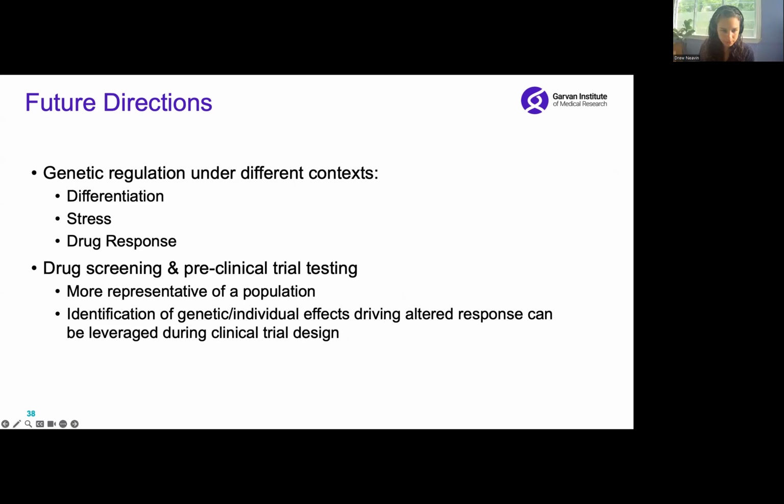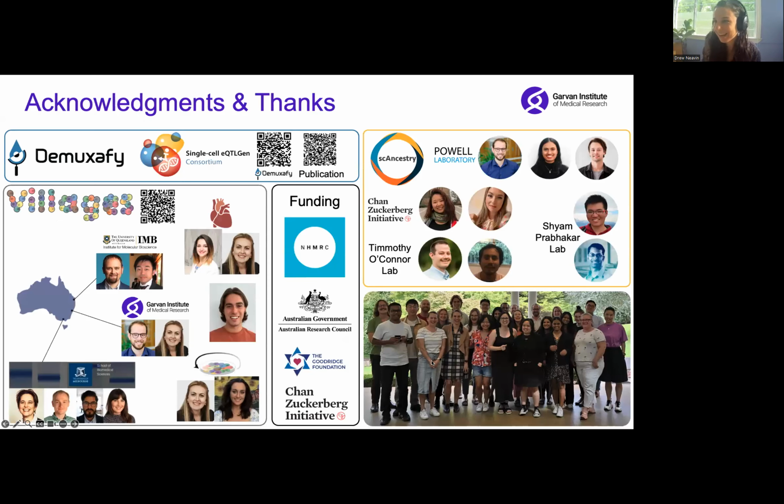And I am going to skip to the end here just because I think my coughing attack lost me a little bit of time. But I'd like to thank everybody who's been involved in these projects. So Demuxify was done in collaboration with the Single Cell eQTLGen Consortium. This first QR code will take you to the documentation for Demuxify, and the second QR code is to the publication, which was published last year.